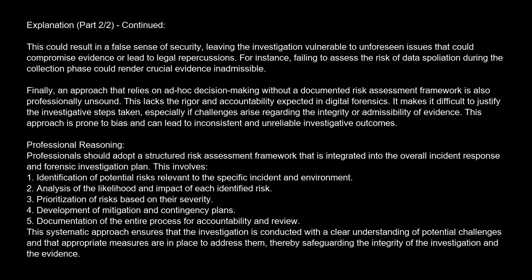This systematic approach ensures that the investigation is conducted with a clear understanding of potential challenges and that appropriate measures are in place to address them, thereby safeguarding the integrity of the investigation and the evidence.